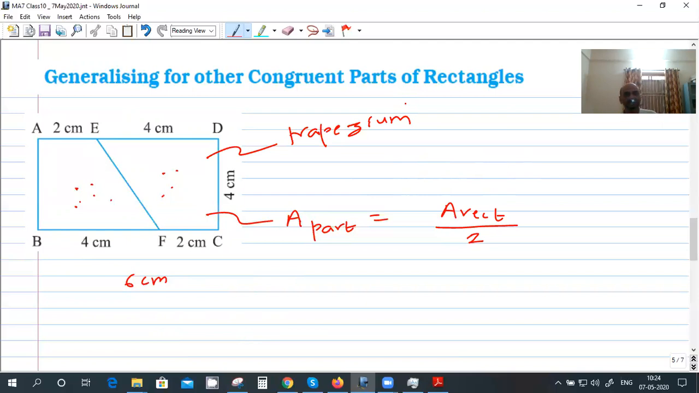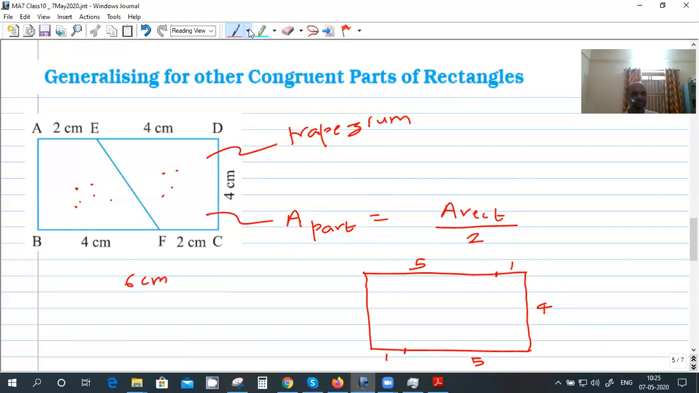You can split this rectangle in some other way also. This side is 6. Is there any way I can split it into two parts? I can split at 1 centimeter. The remaining is how much? 5 centimeters. This I leave as 4. And on this side, I'll make this as 1 and this as 5. So this also is split into two equal parts.